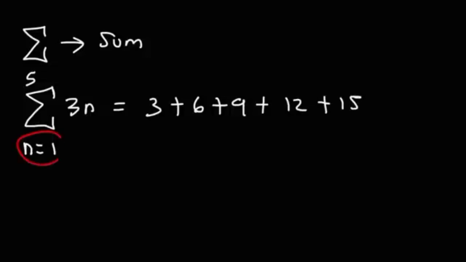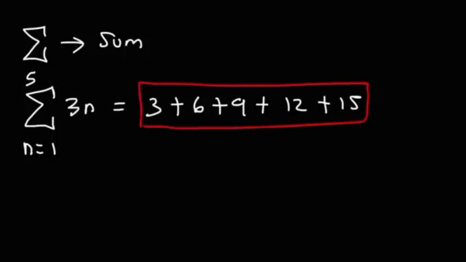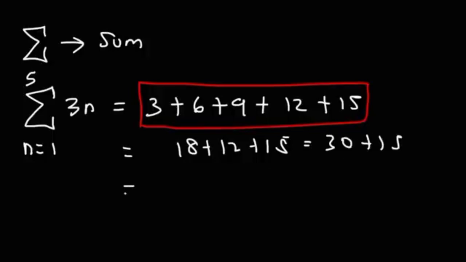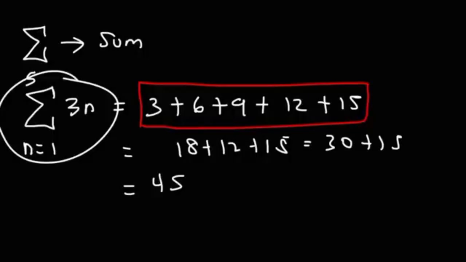So you start here, you stop at the fifth term, and the sigma sign means summation, meaning you add up all the terms. So this answer will be the sum of those 5 numbers. So that's 3 plus 6 is 9, plus 9 is 18, plus 12 is 30, plus 15 is 45. So the value of this expression is 45. So anytime you see sigma, it means sum or summation.